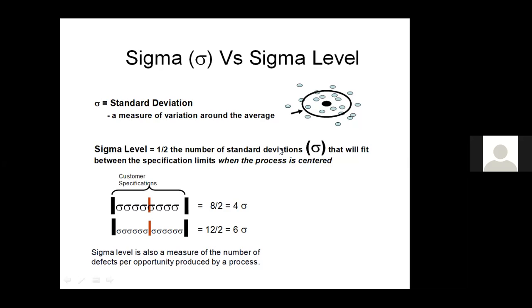Sigma level can also be said to be the measure of the number of defects per opportunity produced by a process. This is the beauty of the process sigma. People say that we will call the defects an opportunity to improve, so they also call it defects per opportunity.